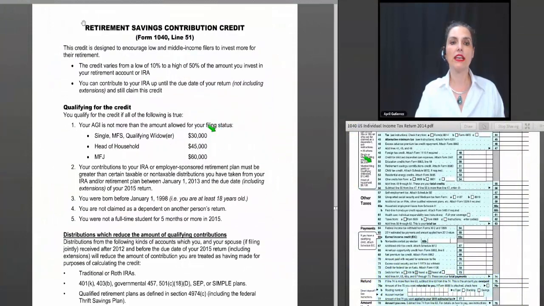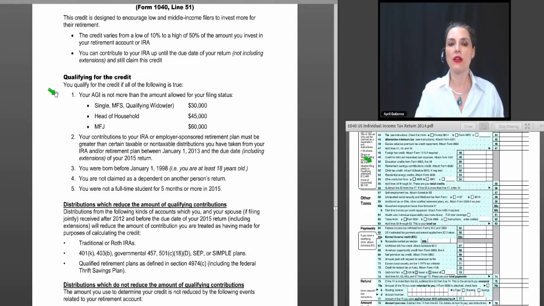Next credit we're going to look at in line is the Retirement Savings Contribution Credit. This credit is designed to encourage low and middle income filers to invest more for their retirement. The credit varies from a low of 10% to a high of 50% of the amount that you invest in your retirement account or IRA. You can contribute to your IRA up until the due date for your return, not including extensions, and then still claim this credit. You qualify for the credit if all of the following is true.